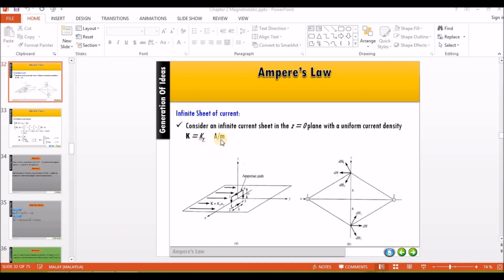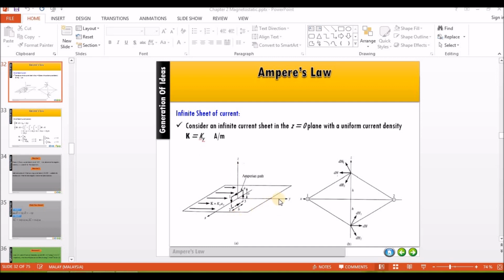Okay, so let's say you have an infinite current sheet at the location z equals 0. This will be your plane, your surface, or your sheet. At the surface of this plane there is a uniform current density, represented by the symbol K, flowing in the y direction. You have to find the magnetic field either above the surface or below the surface.